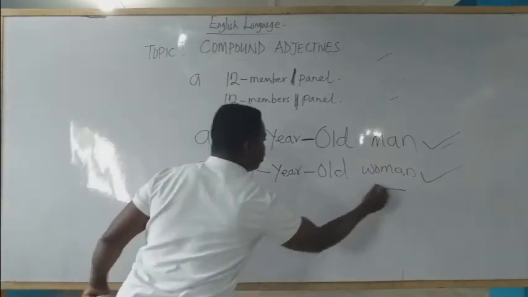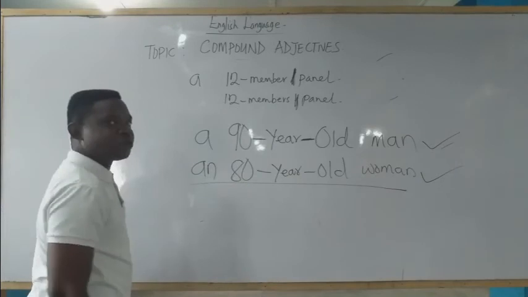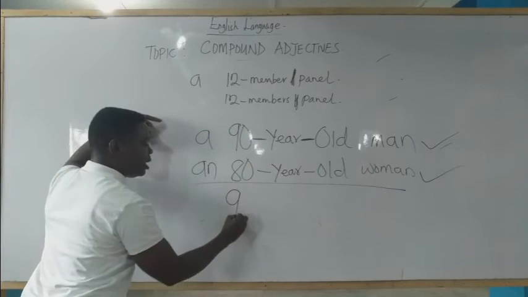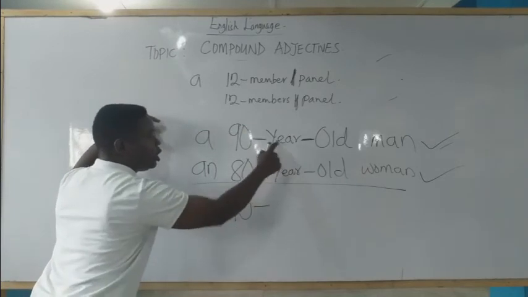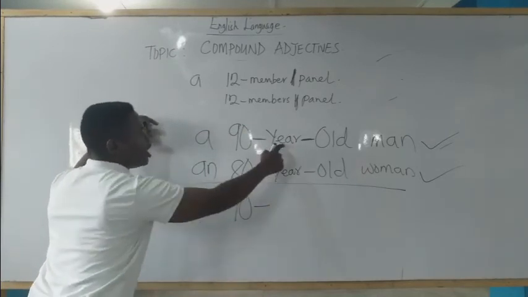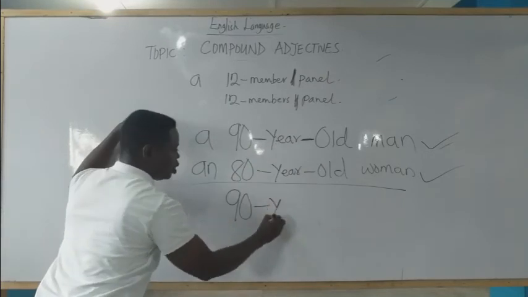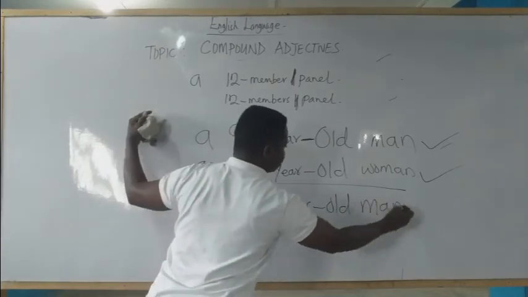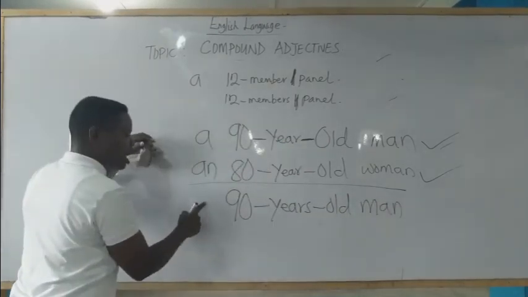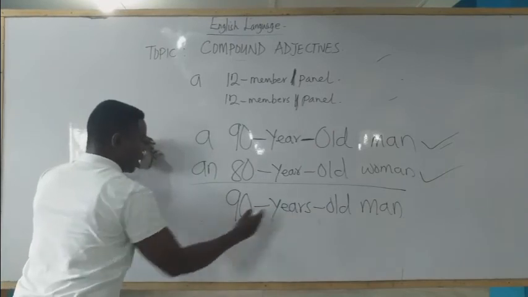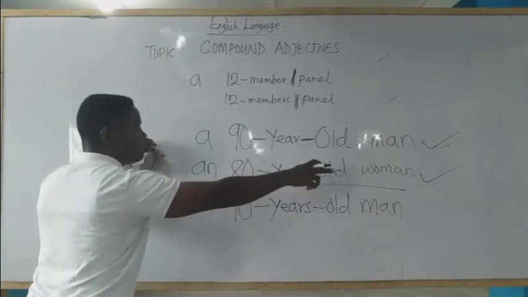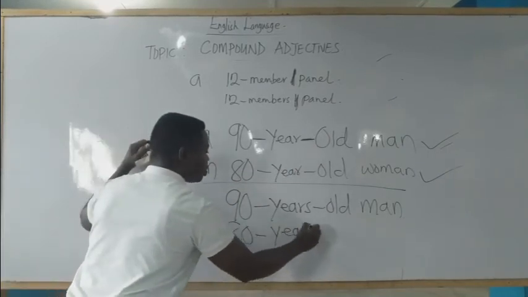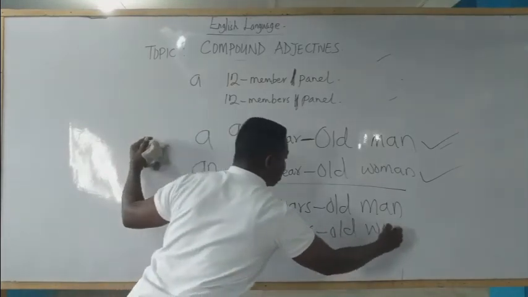What if articles are not used in this formation? So you have the number first, that becomes 90 hyphen. Since there's no article here, your nominal or noun will be in plural form. That becomes years. 90 years old man. This is equally correct. Why? Without article, your nominal becomes plural. Then we have an 80-year-old man. Without this article, that becomes 80 years old woman. This is equally correct.